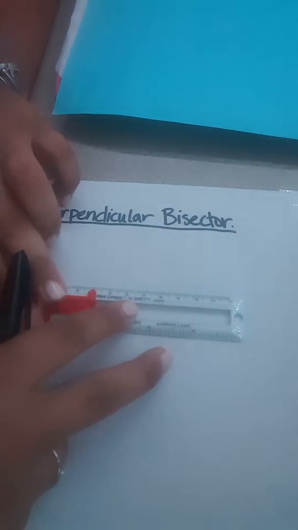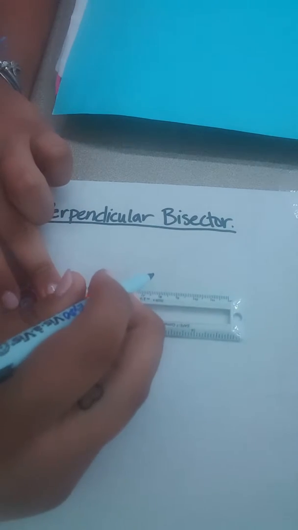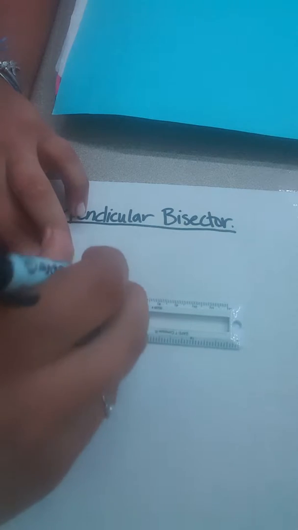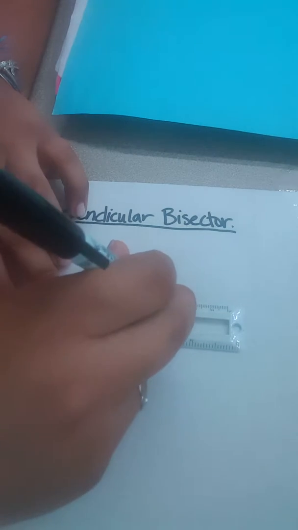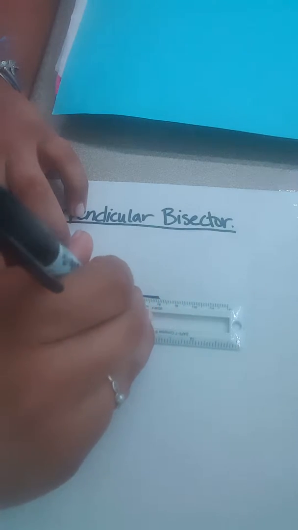Okay, and so the first thing that we want to do with our perpendicular bisector is we just want to go ahead and make a line segment that we're going to call AB. Now it doesn't matter the length, and again we're not using these numbers, so just pick however long you want to make it. And again, you want to make your line straight.